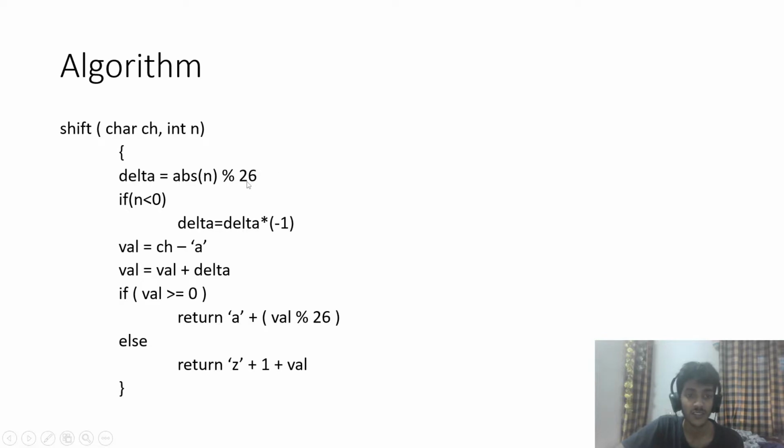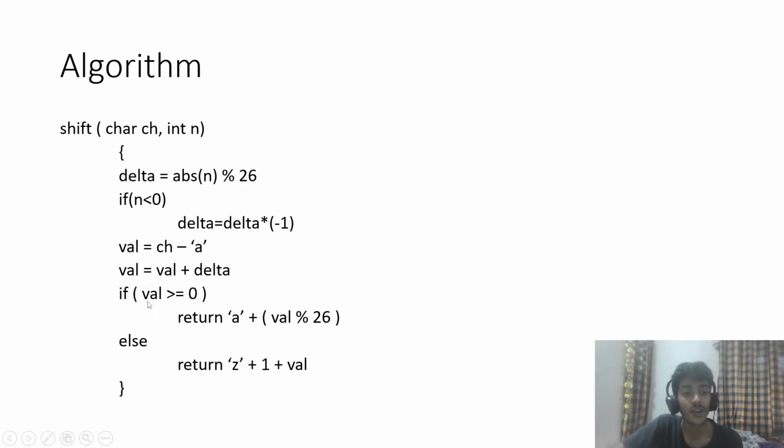Then we take modulus 26, so we will be avoiding unnecessary cycles. And we need the directions back, right? So if n is less than 0, we multiply it with -1 so that we get the directions back, whether it is backward or forward. Then value is equal to ch minus a. This is to reduce the ASCII value to 0 to 25. And then we add our delta value, so that we actually make the shift here: value equal to value plus delta.